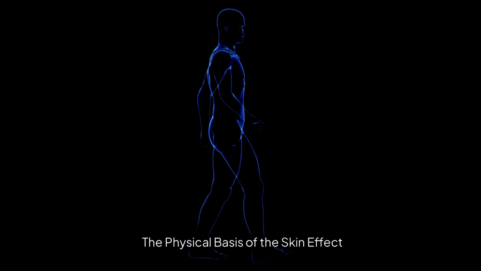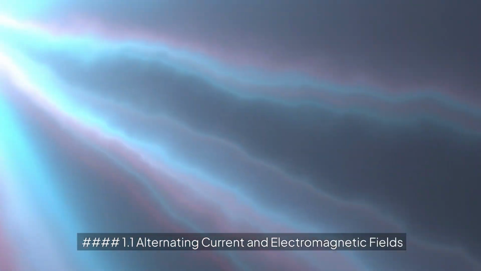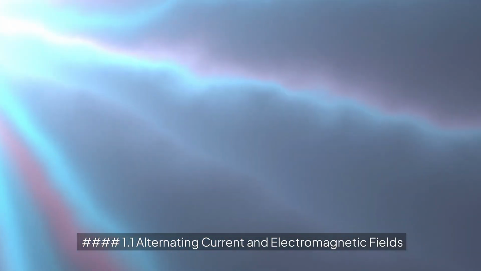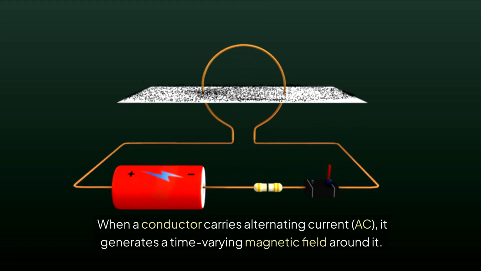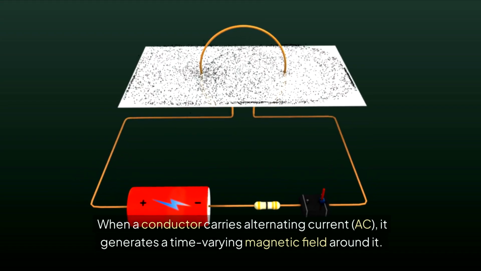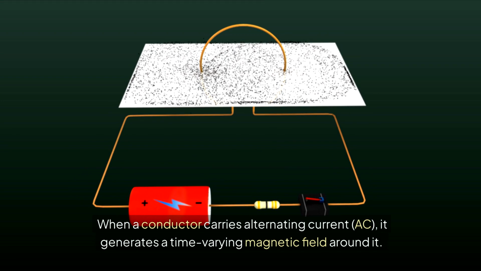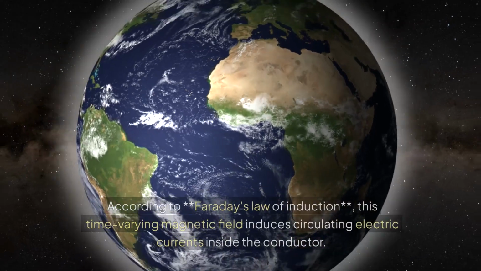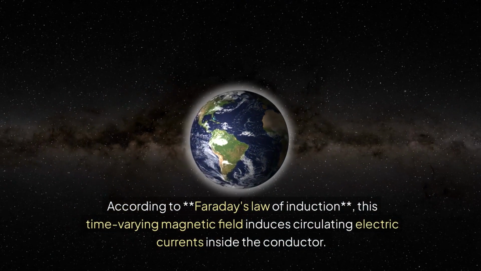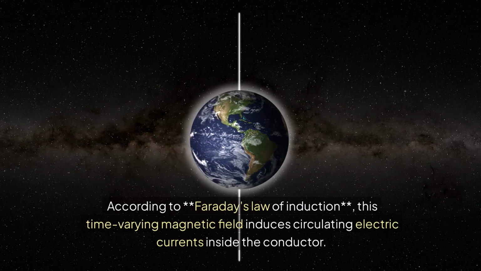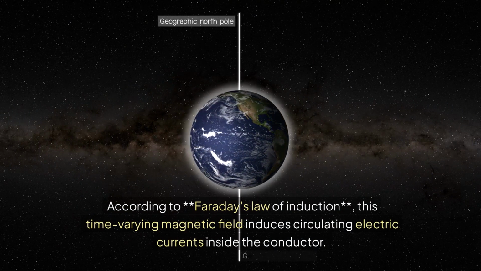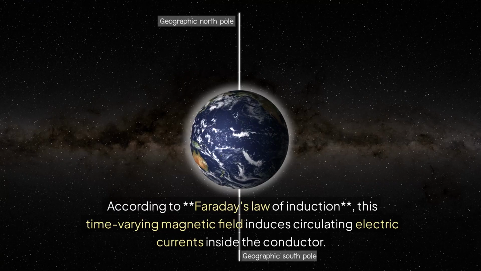Number 1. The physical basis of the skin effect. Number 1.1. Alternating current and electromagnetic fields. When a conductor carries alternating current, AC, it generates a time-varying magnetic field around it. According to Faraday's law of induction, this time-varying magnetic field induces circulating electric currents inside the conductor.